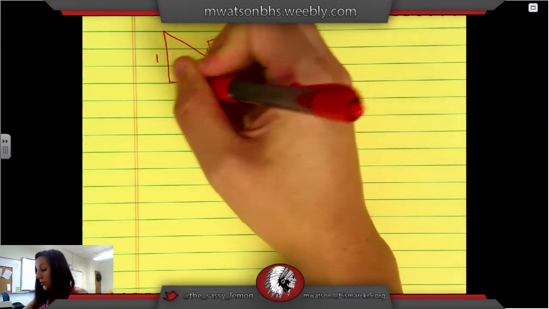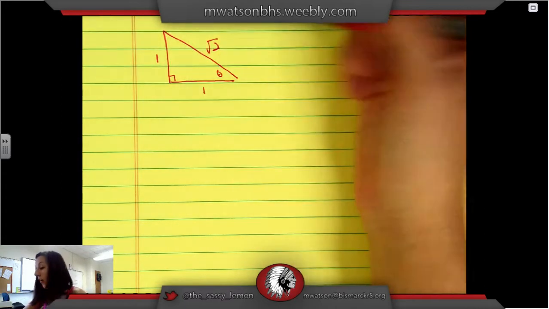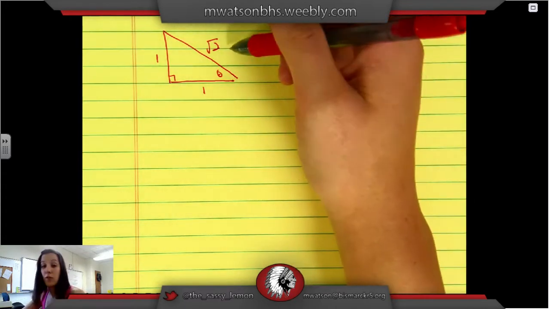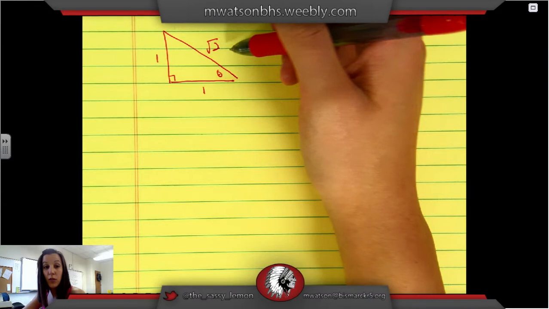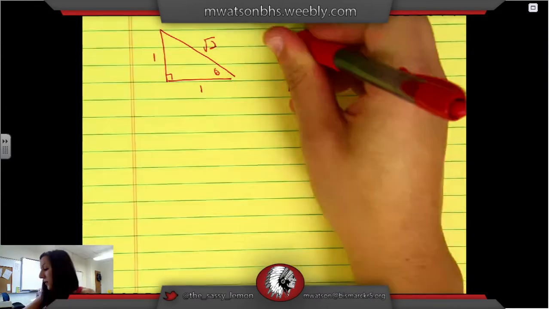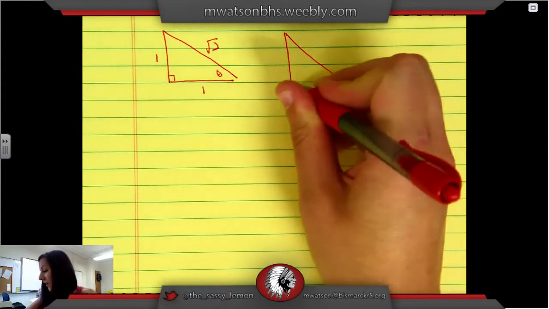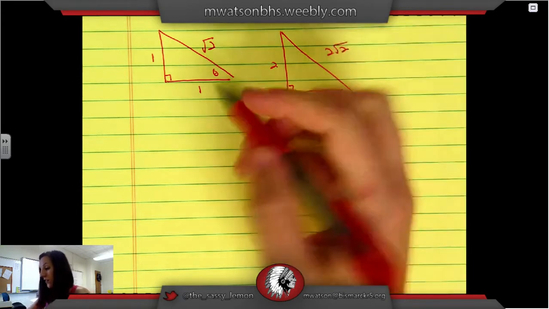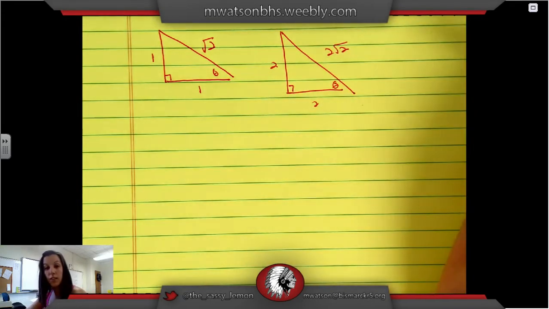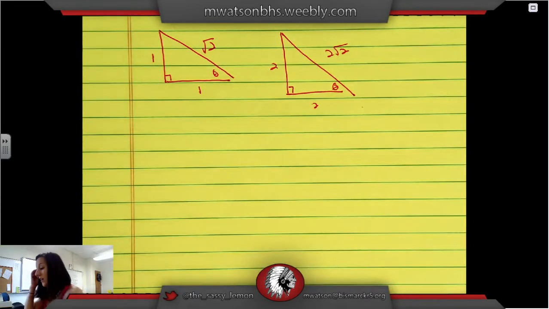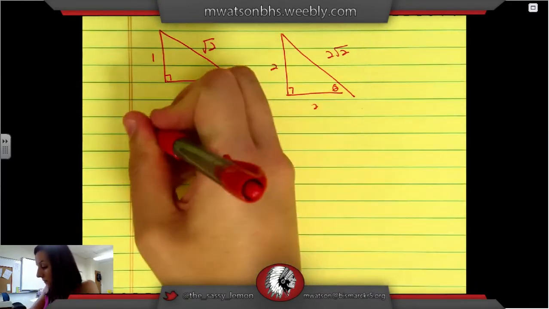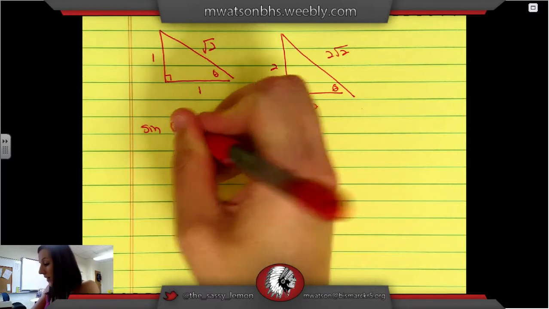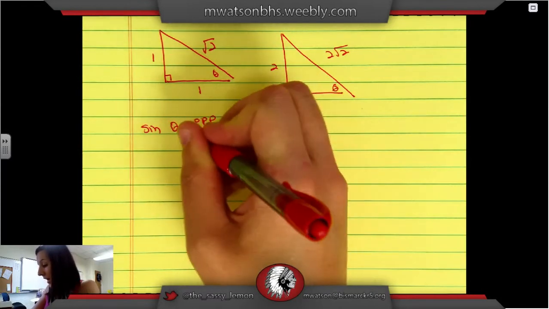And it has two legs that are 1 unit long, and the hypotenuse is square root of 2 units long. So does making the triangle bigger, like say doubling all of its sides, affect this angle? So let's see. So yesterday you learned that sine of an angle is opposite over hypotenuse.